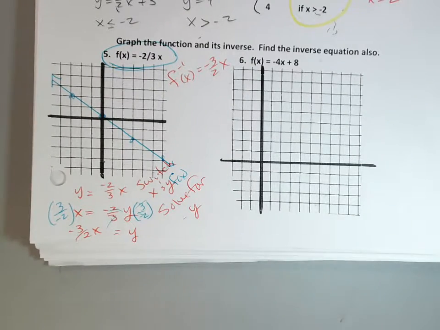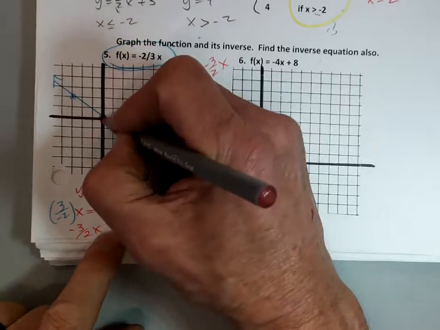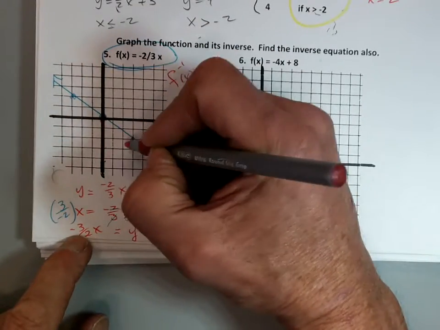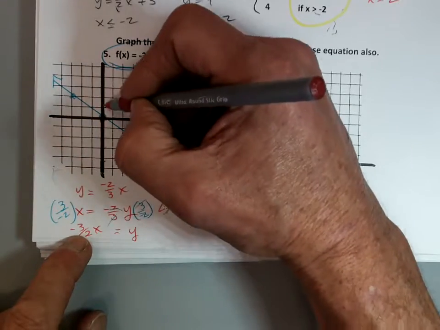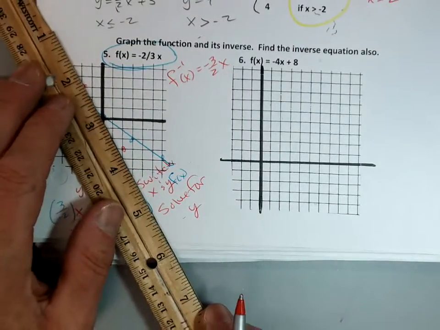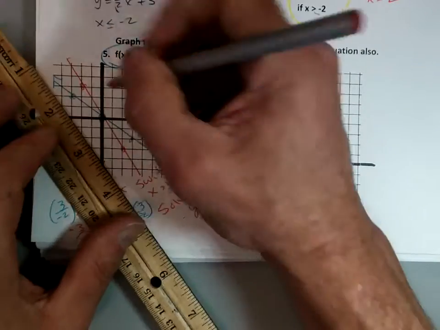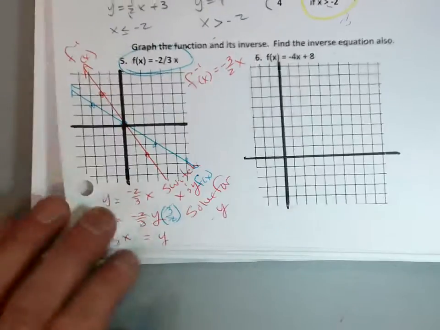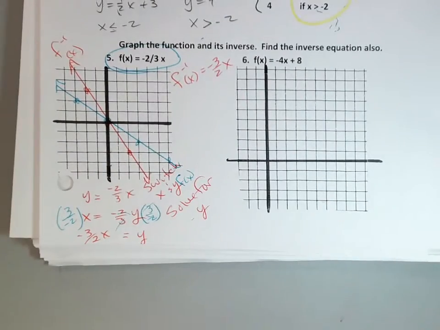Now to graph this, that's easy. I'm going to start at 0, and I'm going to go down 3, 1, 2, 3, and over 2. 3, 2, and my inverse equation is right there. Okay, that's f inverse of x. Okay, that one's a little bit harder, isn't it? A little bit harder.